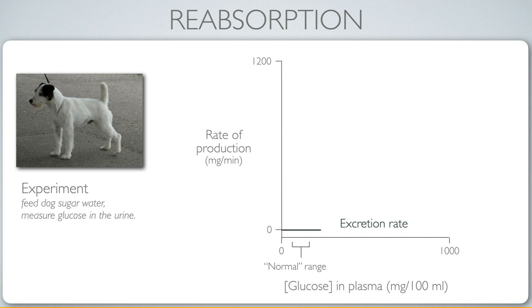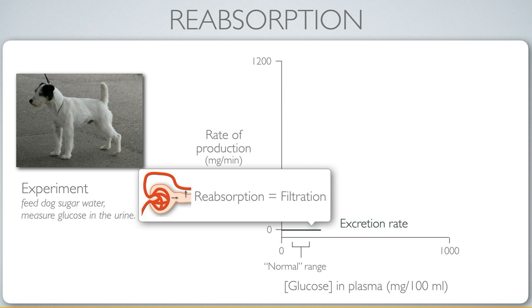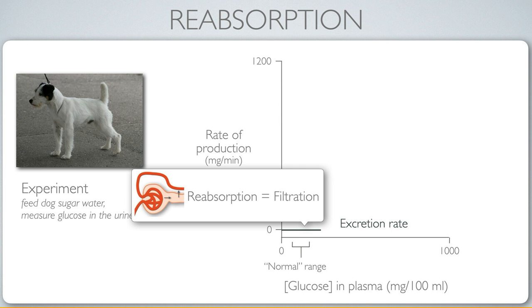Now, what is happening at this low range of concentrations? Well, glucose is small enough that it is filtered through the glomerulus and gathered by the Bowman's capsules in the nephrons within the kidney. So as a consequence, if it's not going to make its way to the urine, that must mean that it is being reabsorbed. And so for this range of concentrations, we can infer that reabsorption is equal to filtration.